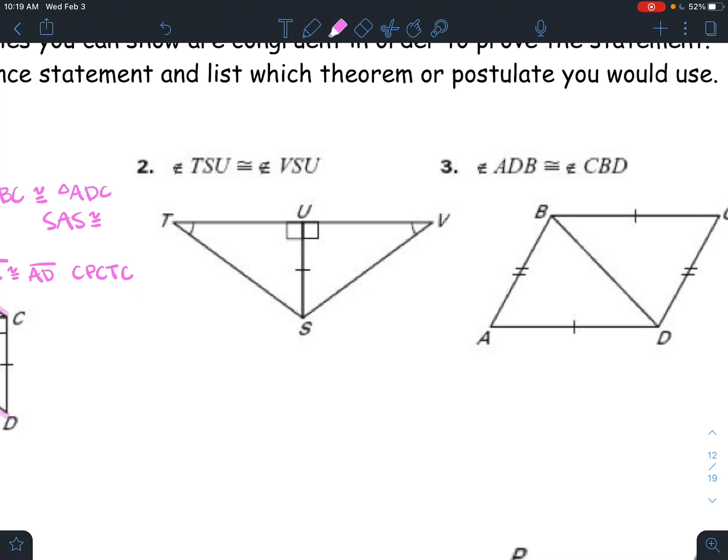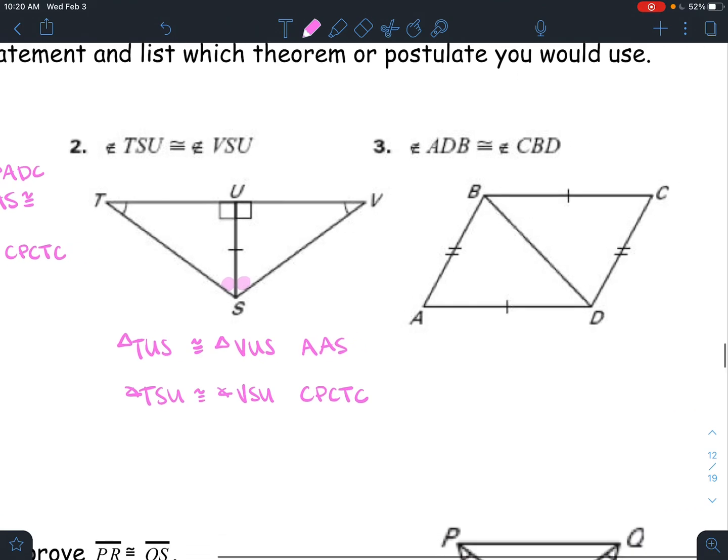We are trying to prove that angle TSU is congruent to angle VSU, and same thing here. So if I look at my diagram, I can see that my triangle TUS is congruent to triangle VUS by angle side. So our next step would be to say that angle TSU is congruent to angle VSU because corresponding parts of congruent triangles are congruent. We're going to use CPCTC most of the time right after we've proven two triangles to be congruent.